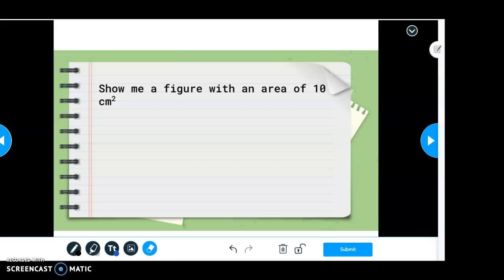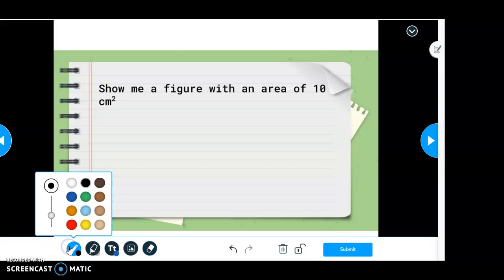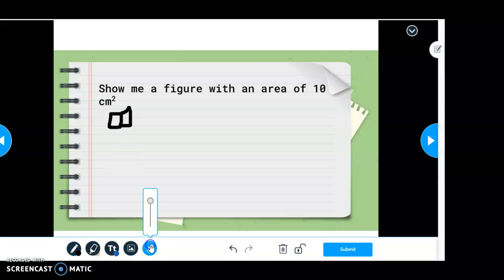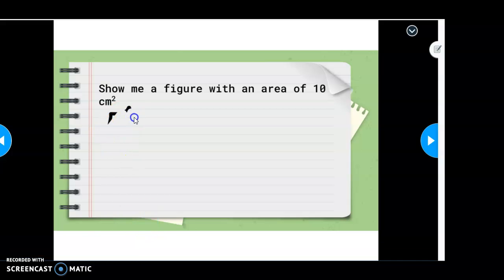Now it's your turn to practice this brand new concept. You're going to show me a shape that has an area of 10 centimeters squared. Remember to use the pen tool to draw your figure right here at the bottom. And don't worry if you make a mistake while you're drawing your cubes, because you can always use the eraser tool to fix anything that happened.